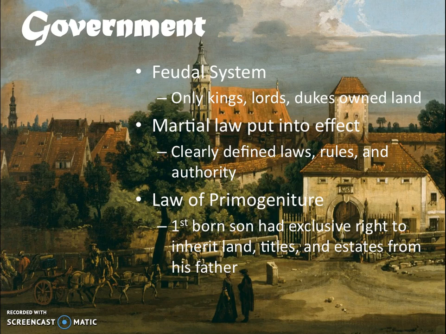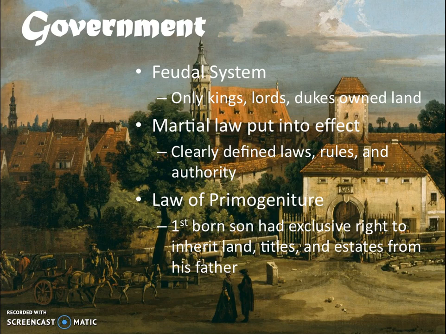The government was set up on a feudal system. The feudal system had a very definite caste system, and there was no moving between the ranks. Within the feudal system, only kings, lords, and dukes, or the wealthy upper class, owned the land. If you were a peasant or a serf, you were actually owned by the landowner. You were property. Martial law was put into effect. It was a system of very clearly defined laws, rules, and authority, and the ultimate authority was the king.